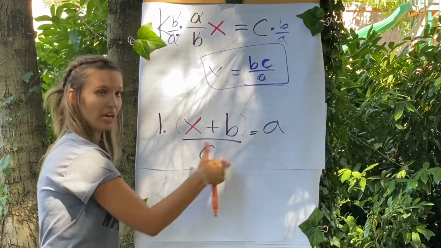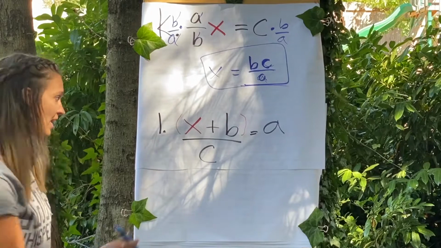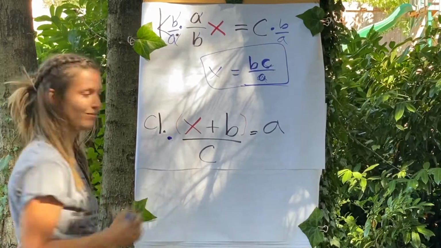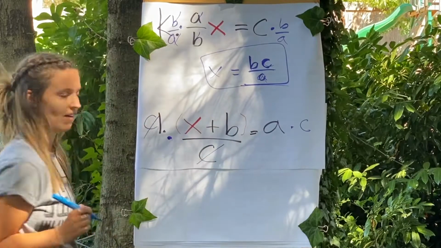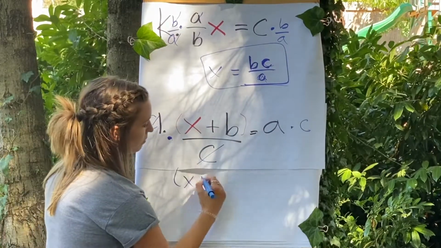So how could I take care of this? Divided by C. Well, inverse of division is multiplication. Multiply both sides by C. Get it? Divide out my C's. I have X plus B.